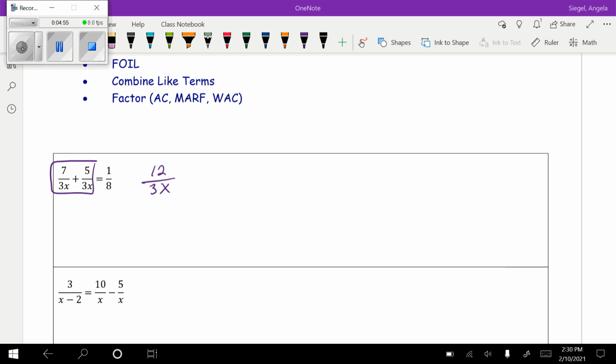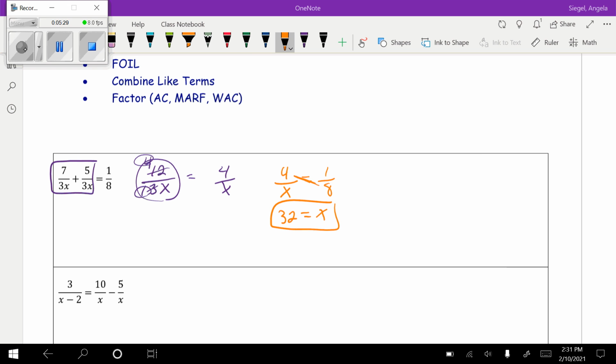If some of you are seeing that this is the same thing as 4 over x, you can simplify that. You don't have to simplify that. I just want to because it makes my numbers smaller. So again, I divided both by 3. 3 goes into 12 4 times, 3 goes into 3 once. That's where I'm getting that 4 over x. So 4 over x equals 1 over 8. And now this is super easy. I'm just going to cross multiply. So 32 equals x. When I plug this in, it works.